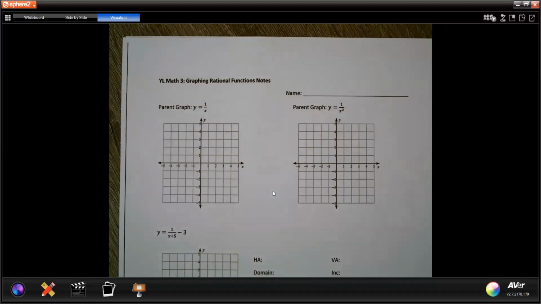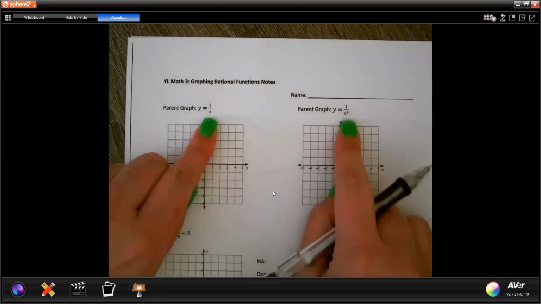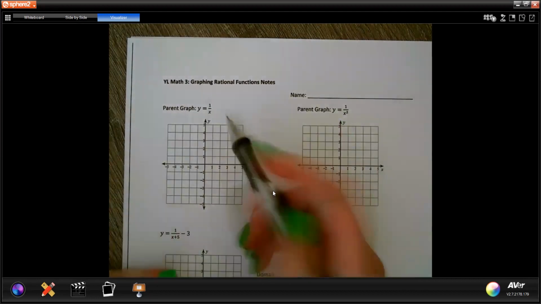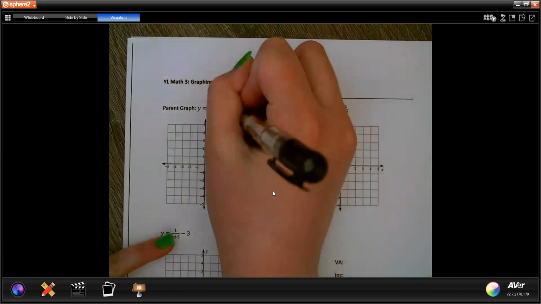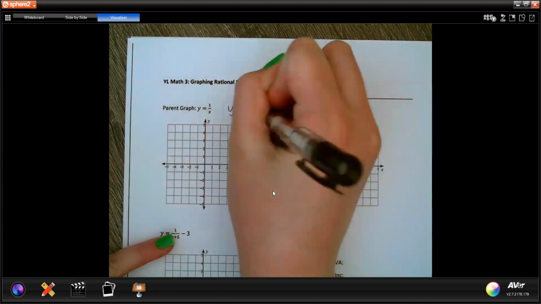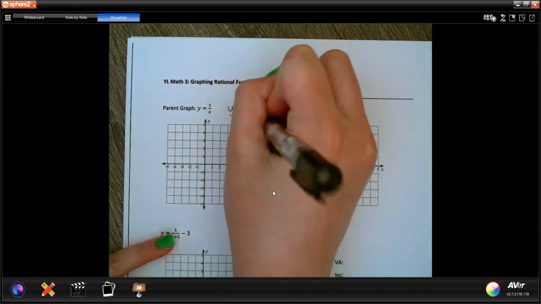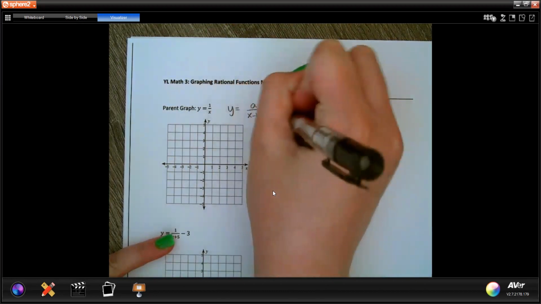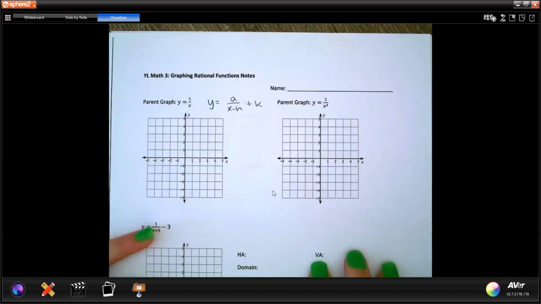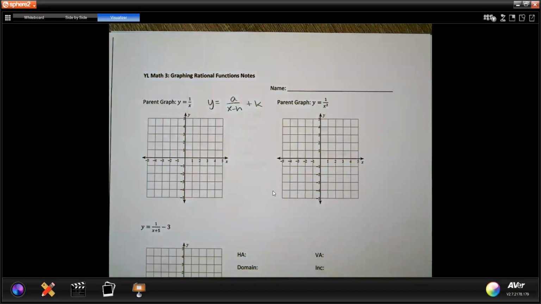All right, next we're going to go ahead and learn about graphing simple rational functions. So later on in math, you can learn about more complicated ones, but we're going to learn about 1 over x and 1 over x squared. So 1 over x is the most simple version. Y equals a over x minus h plus k is the form where you can see the transformations.